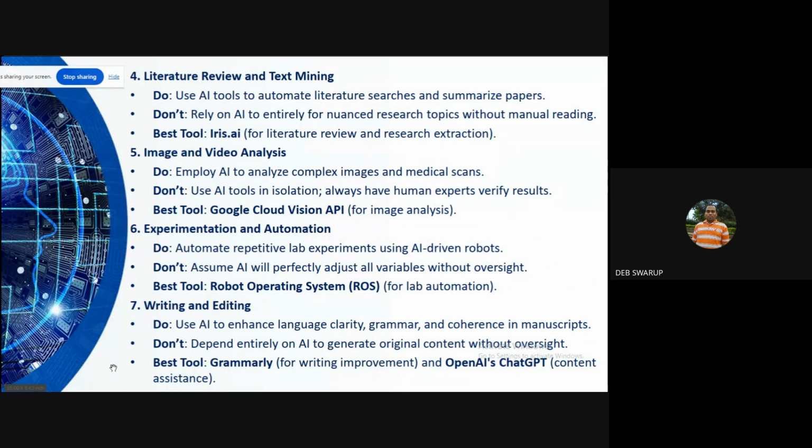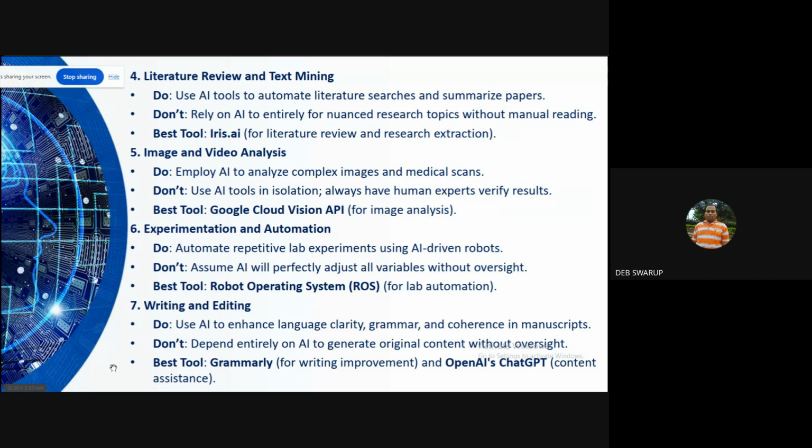Then the next part is literature review and text mining. Iris AI does a good literature review. Iris AI you could use. You can also use a PDF summarizer. They go for the best literature review and text mining. They'll summarize your entire PDF, whatever you have written or whatever a particular person has written, and it does its job.